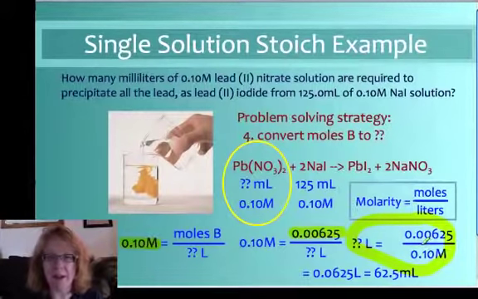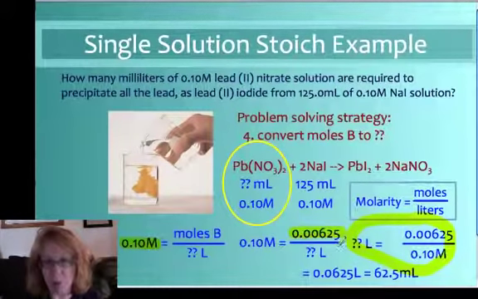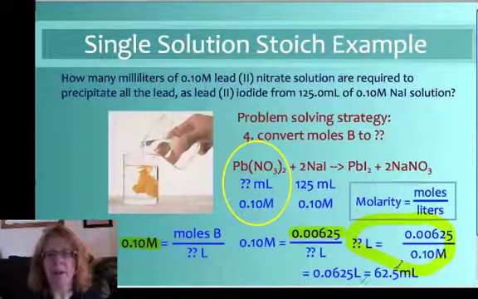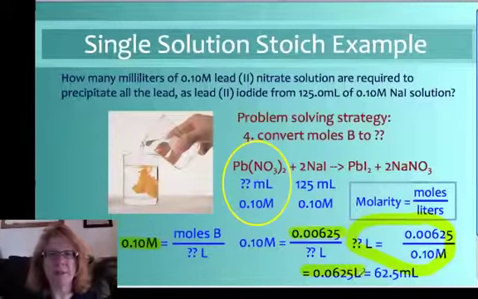Take a look at how I've got this set up. When you move this, you multiply both sides by liters. Liters are on the top. Divide both sides by molar to get molar on the bottom. That's where this comes from. Double check it. Please, please. So your final answer is, when you do the math, 0.0625 liters, also known as 62.5 milliliters.